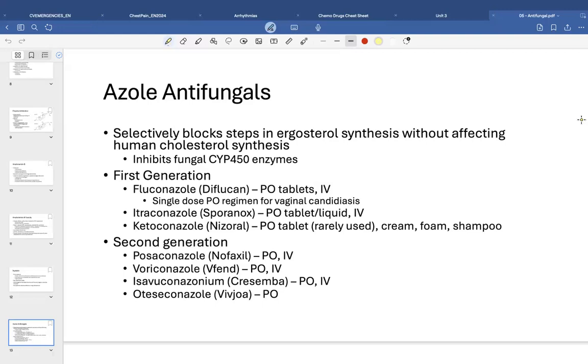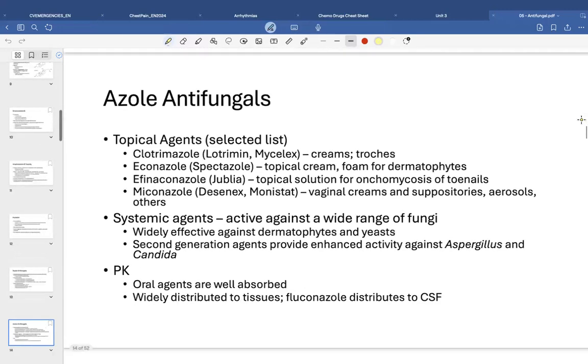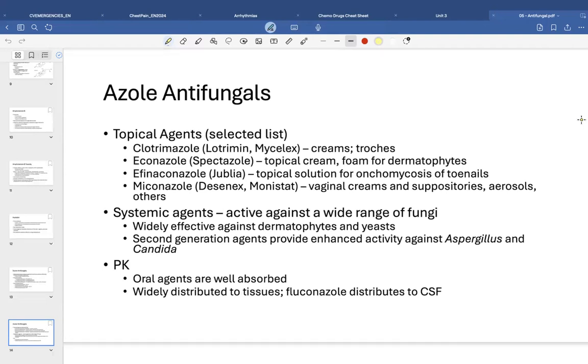They're broken into two groups: your first generation agents, fluconazole, itraconazole, and ketoconazole. Those are going to be mostly for Candida and some of your milder infections. When you get to the second generation, posaconazole, voriconazole, isavuconazonium, which is a prodrug, isavuconazole, and others, those second generation agents are going to be for your more severe Aspergillus infections. And then there's a bunch of topicals. Again, these are for your dermatophytes, onychomycosis, and a handful of them, in the case of miconazole, for vaginal Candida infections.